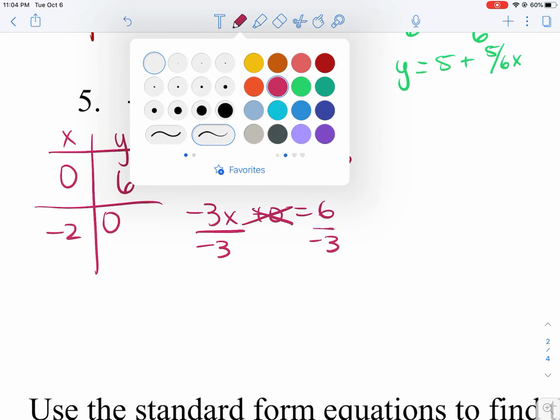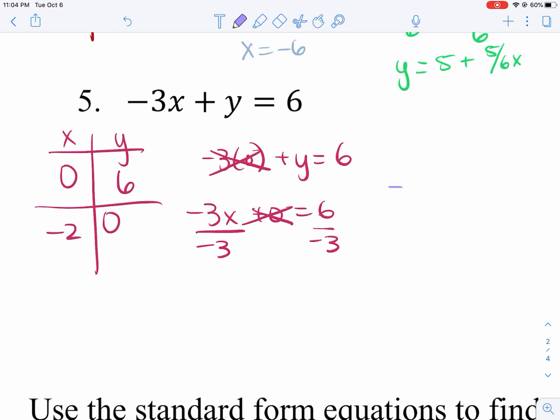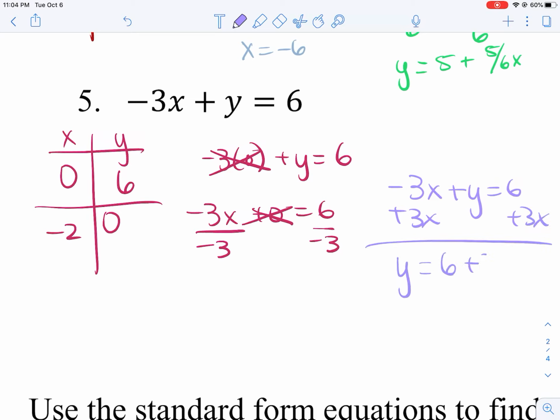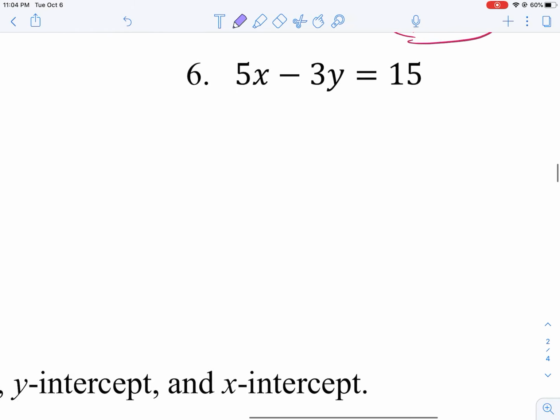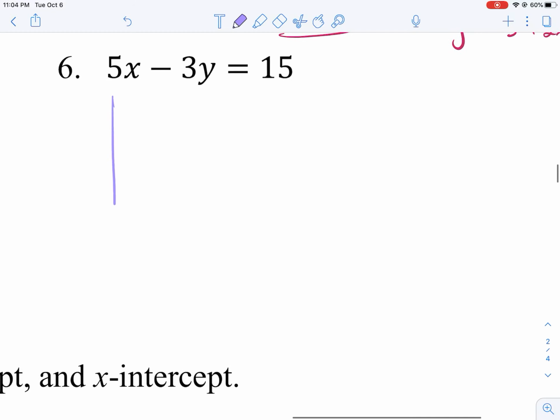And then if you wanted to calculate the slope, add 3x. This one's nice. Y equals 6 plus 3x. The slope is 3. That was a fast one. And last but not least, number 6.